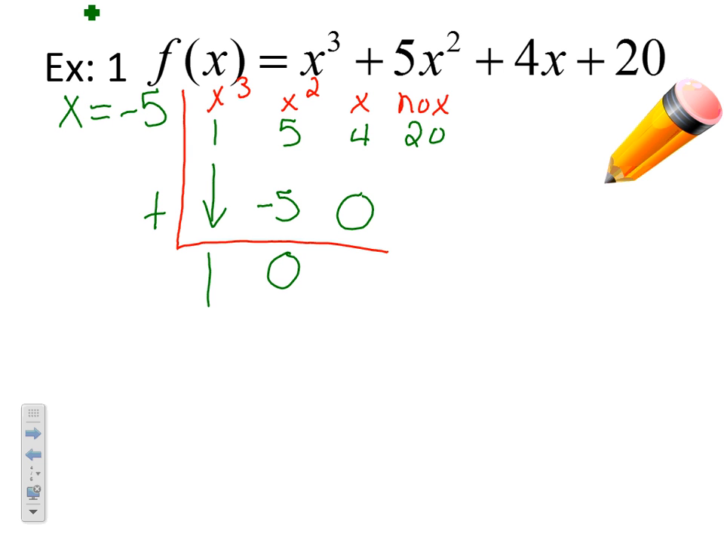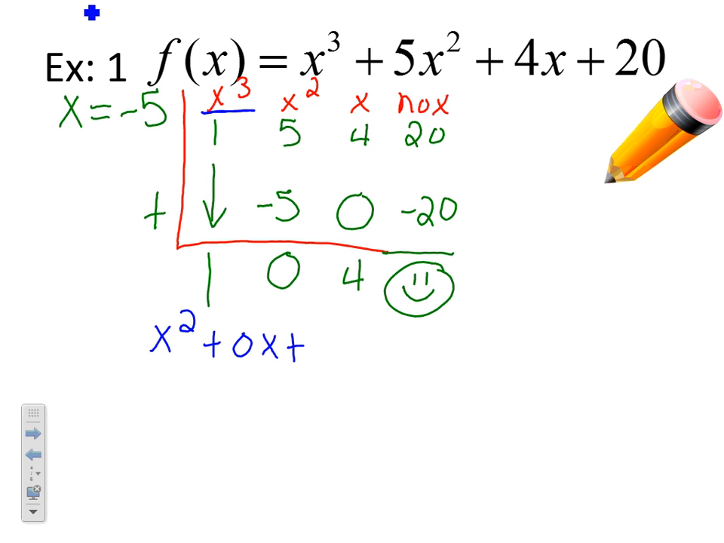4 plus 0 is 4. And now I have negative 5 times 4, which is negative 20. Add these up and I get 0. I am very happy with that. We're going to rewrite this. So it's going to be 1 less than this. So we're going to have x squared plus 0x plus 4.